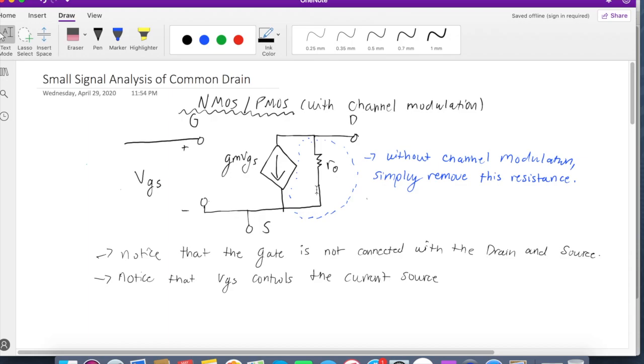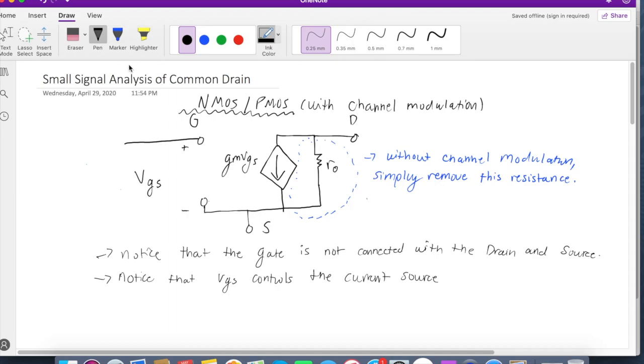What's important about this is that the current in ID and IS will be the same unless there's channel modulation. Then it's a little more complicated, and there's no current running through the gate. It's really important to note. And if there is no channel modulation in the question, which is highly unlikely, then all you have to do is remove the resistance R0, the resistance outlined in blue.